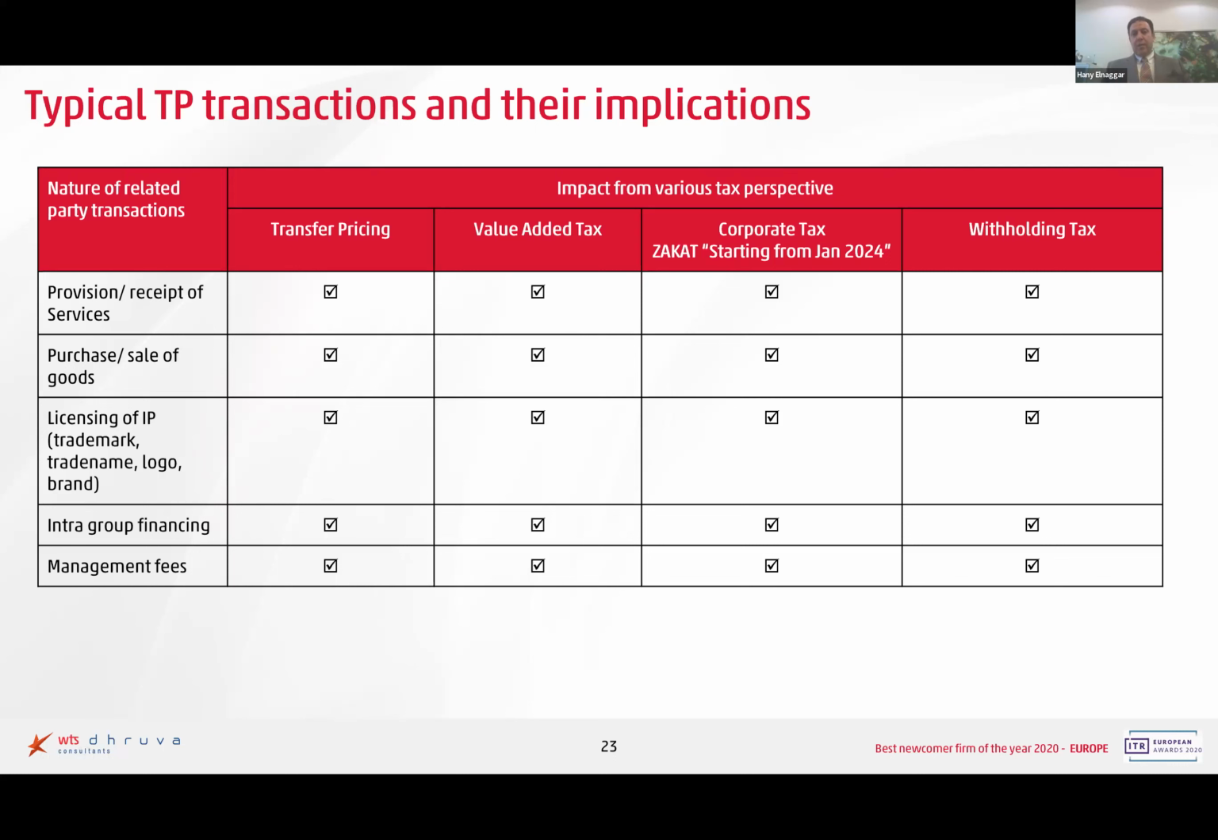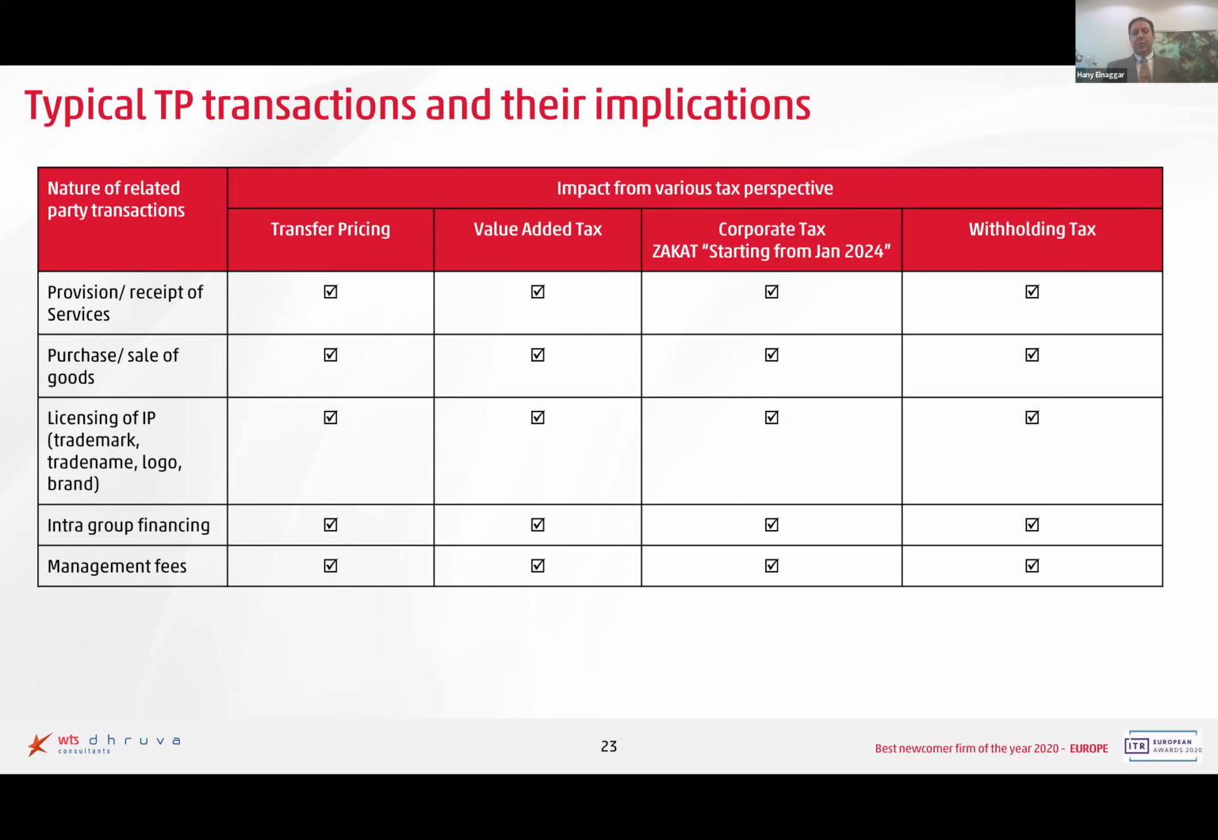All of these transactions will be subject to transfer pricing guidelines or rules. They will also be subject to VAT, to corporate tax and Zakat starting from January 2024, and to withholding tax. We always advise that because of TP you cannot ignore the other main 3 tax implications, like corporate tax or Zakat, VAT and withholding tax.